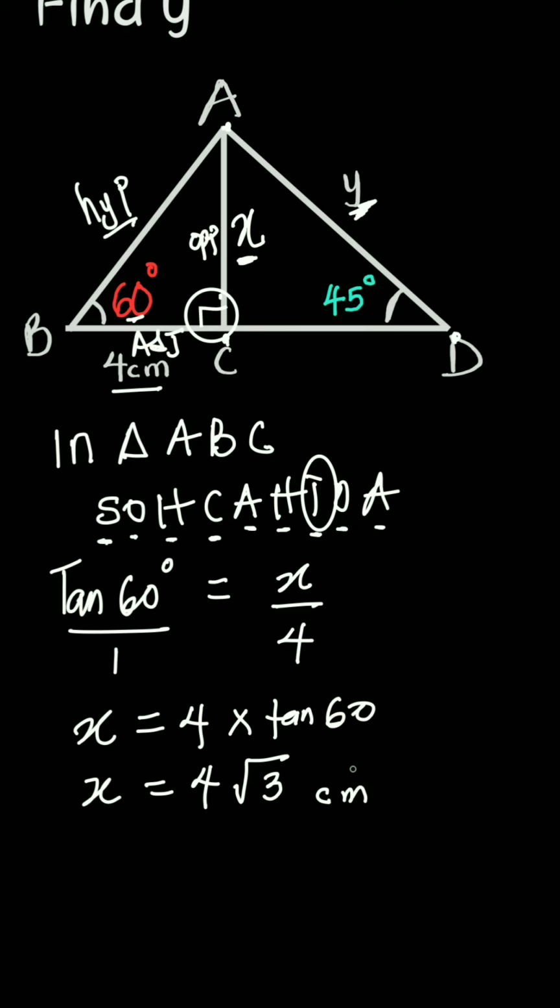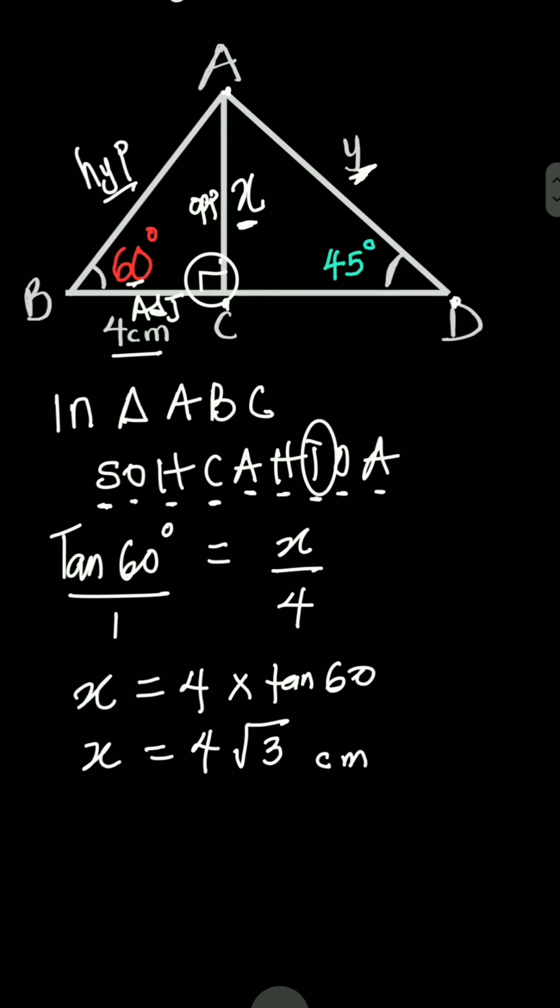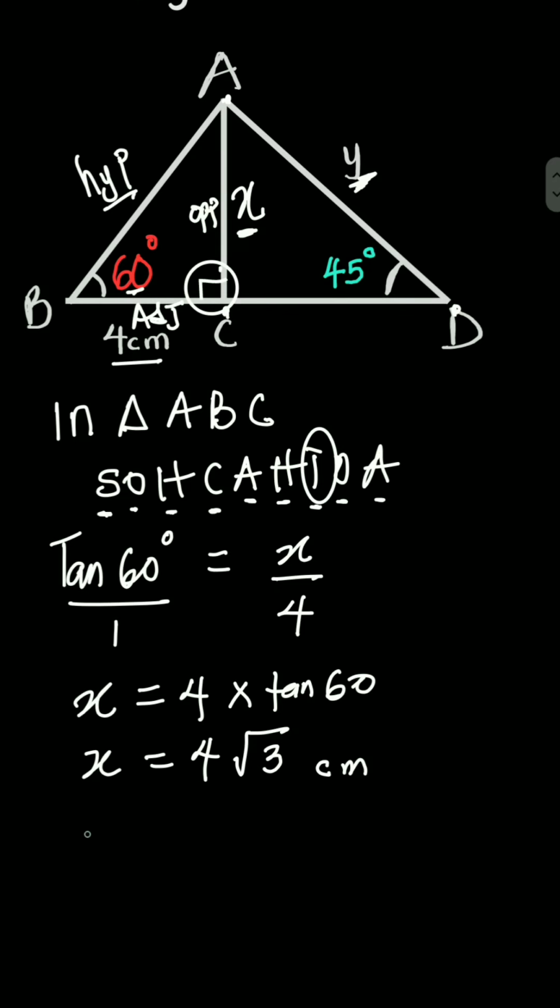But remember, we are looking for the value of y. But now we already found the value of x. We can easily find the value of y. So we're going to consider the second right angle triangle, which is triangle ACD. So we say in triangle ACD, this is the angle given to us, 45 degrees. And so the side facing the angle is the opposite. So this side, AC, is facing 45 degrees. So this is the opposite to this angle.